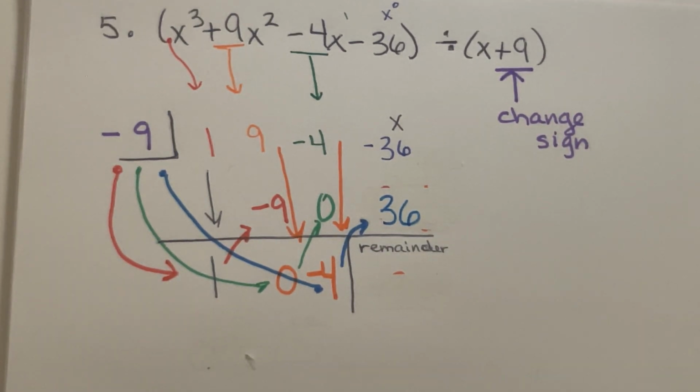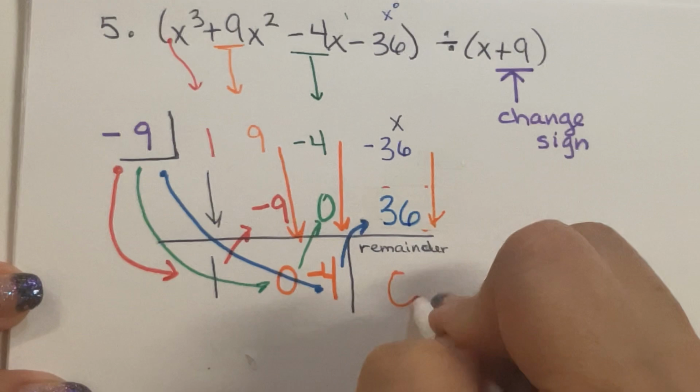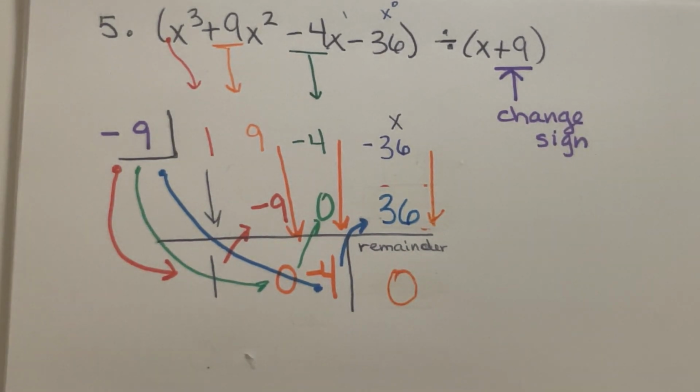So let's see. We got. Oh wait, since it's a positive. What was it again? All right, did the colors help you track what I was doing this time? Yes.